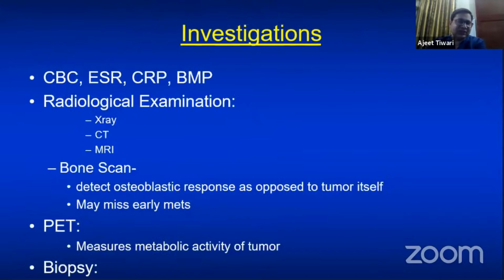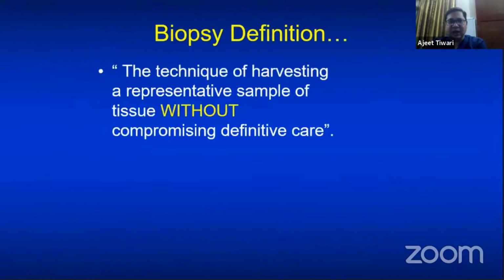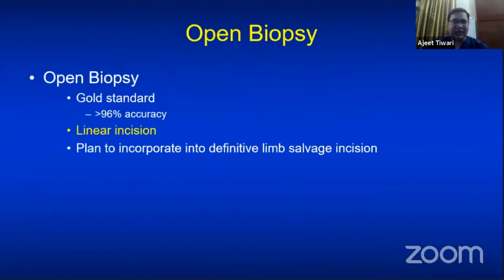These are the basic investigation modules: clinical, CBC, ESR, CRP, and then X-ray, CT, MRI. Bone scan is also helpful to detect the osteoblastic response as opposed to the tumor itself. PET is useful to measure the metabolic activity of the tumor, and then the biopsy. All the non-invasive modes of investigation should be done before the invasive one, like biopsy. So how is biopsy defined? It is the technique of harvesting a representative sample of the tissue without compromising definitive treatment.